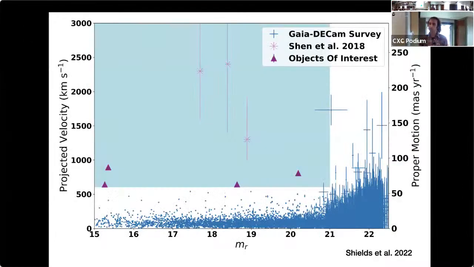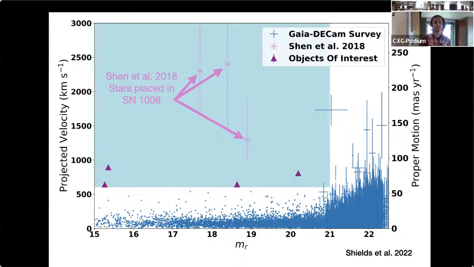So here are the results of that survey. These pink points are the same Chanel 2018 objects that I've mentioned before, except placed in the remnant to give us their expected properties there. They lie comfortably in this light blue region, which is the parameter space that we examined in this survey, going down to an R-band magnitude of 21 and a projected velocity of 600 kilometers per second.